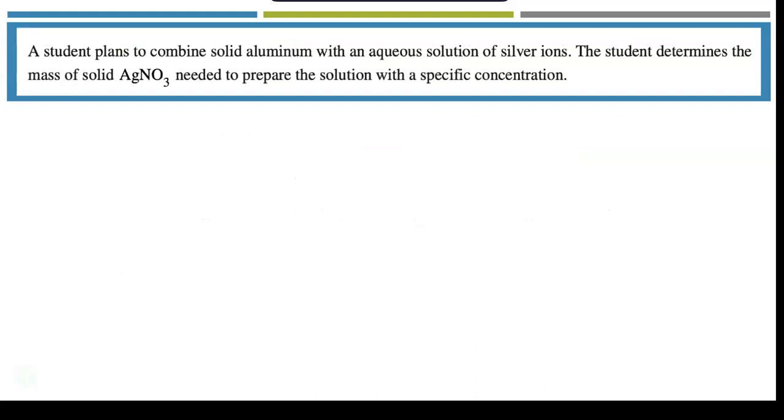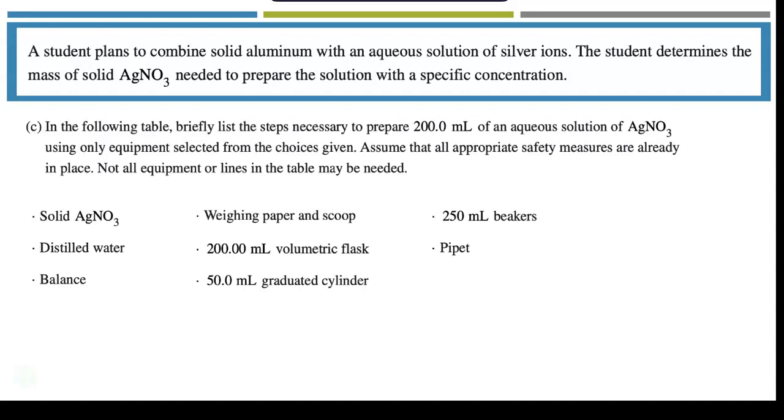A student plans to combine solid aluminum with an aqueous solution of silver ions. The student determines the mass of solid silver nitrate needed to prepare the solution with a specific concentration. In the following table, which I haven't shown you yet on this screen, briefly list the steps necessary to prepare 200.0 milliliters of an aqueous solution of silver nitrate using only equipment selected from the choices given. Assume that all appropriate safety measures are already in place. Not all equipment or lines in the table may be needed.